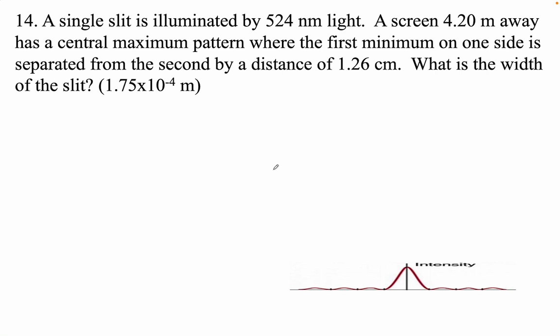Okay, a single slit illuminates. Our wavelength is 524 times 10 to the minus 9th. Okay, a screen, 4.2 meters away, has a central maximum where the first minimum on one side is separated from the second first minimum by a distance of 1.26 centimeters.